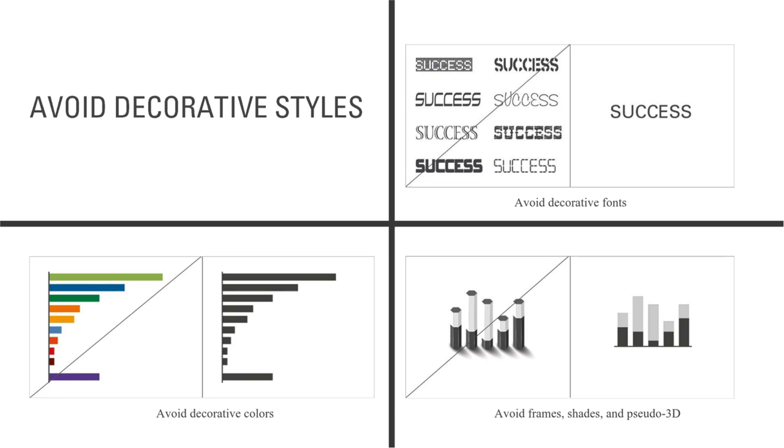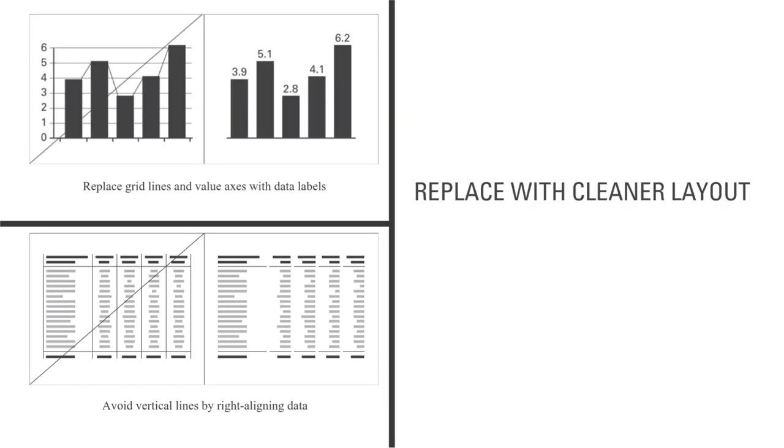Avoid decorative fonts. Use clean, functional typefaces. Your font should be invisible. The content should do the work. Avoid decorative colors. Color should encode meaning, not create visual noise. Avoid frames, shading, and pseudo 3D effects. These are the ghosts of 1990s PowerPoint. They're gone for good reason. Replace with cleaner layout. More simplification rules worth highlighting. Replace grid lines and value axes with direct data labels.